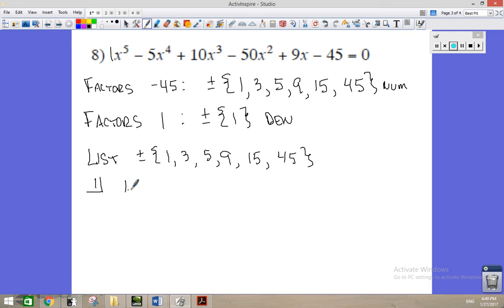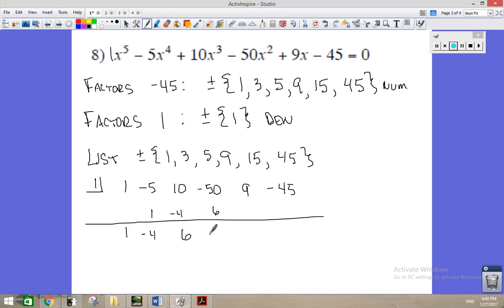We've got 1, negative 5, 10, negative 50, 9, and negative 45. Let's see if I get a 0 here. 1, 1, negative 4, 6, 6, negative 44, negative 44, negative 35, and that's definitely not 0.